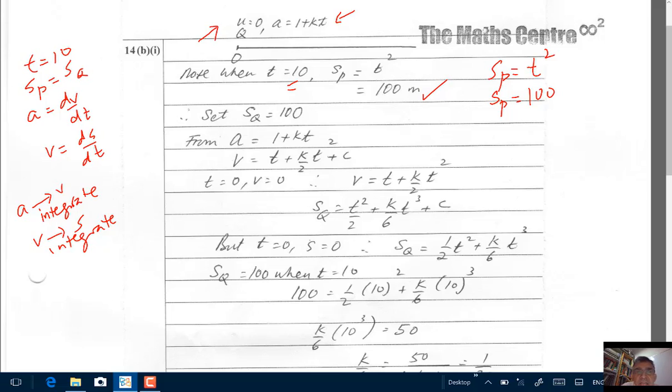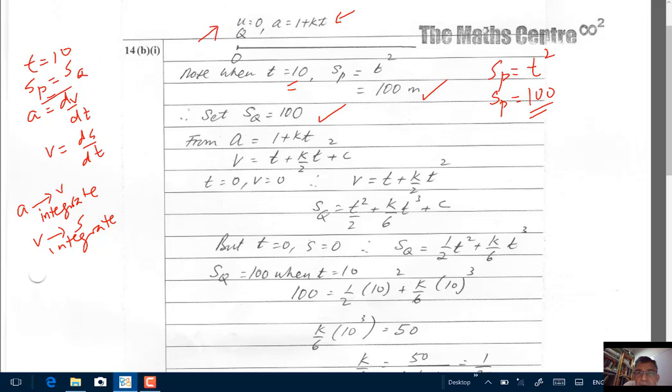Now what we have to do is set the displacement of Q. Again, we know that the displacement of P is 100 when t equals 10. Because Q is going to pass P at t equals 10, we have to set the displacement of Q equal to the displacement of P. So we set SP equals SQ. That's what you see here. Set SQ equals 100. A quick summary: when Q passes P, the displacement of P equals the displacement of Q.